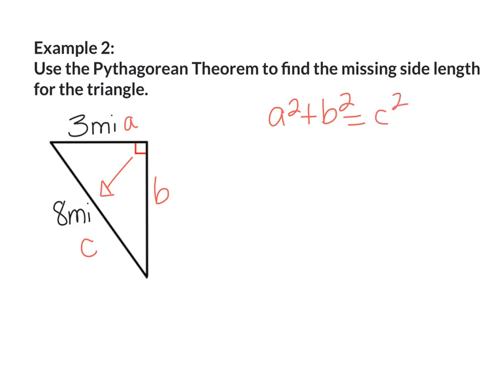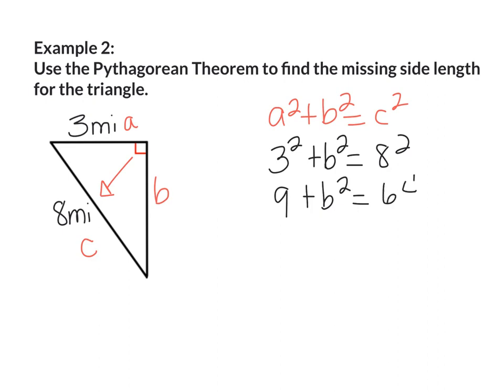Now I'm going to plug my numbers in. So a is going to be 3 squared plus b squared, we don't know what that is yet, and then c is going to be 8 squared. So 3 squared is 9. I'm going to bring down b squared. 8 squared is 64. I'm going to subtract 9 from both sides. This will cancel out. Bring down b squared. 64 minus 9 is 55.